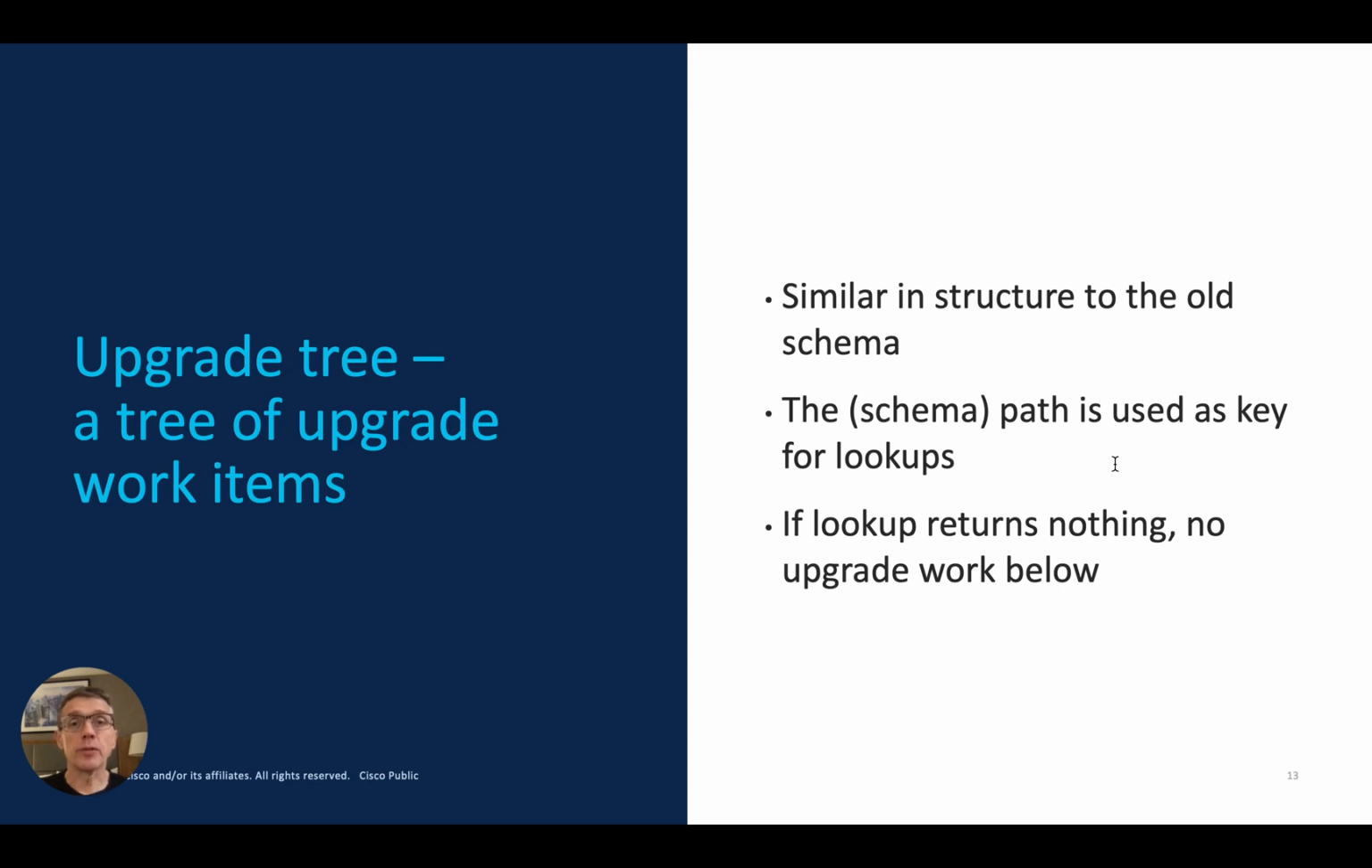An important corollary is that if no node exists for the path in the upgrade tree, there is no upgrade work below. This is the basis for pruning. The path used for traversing the old config is used to decide whether to prune or not.